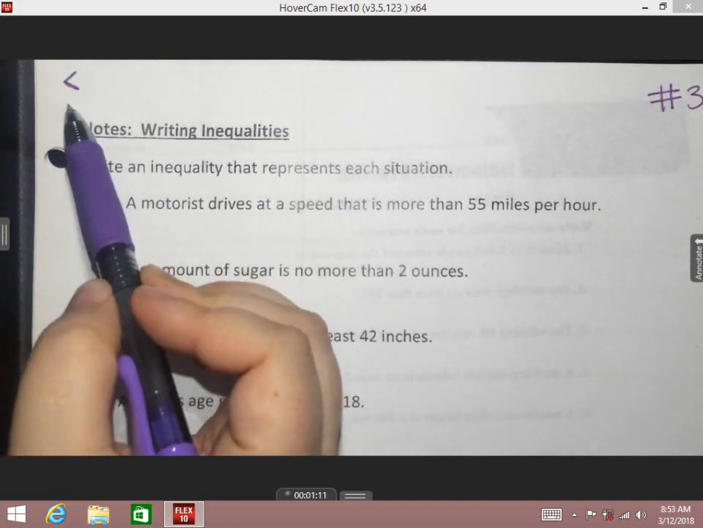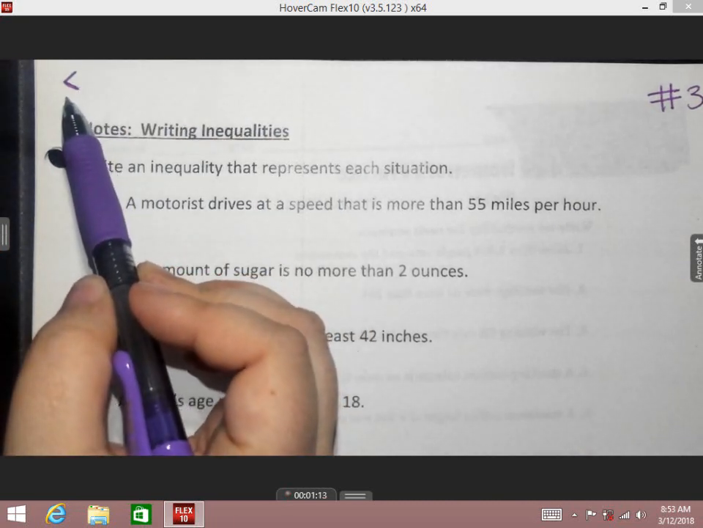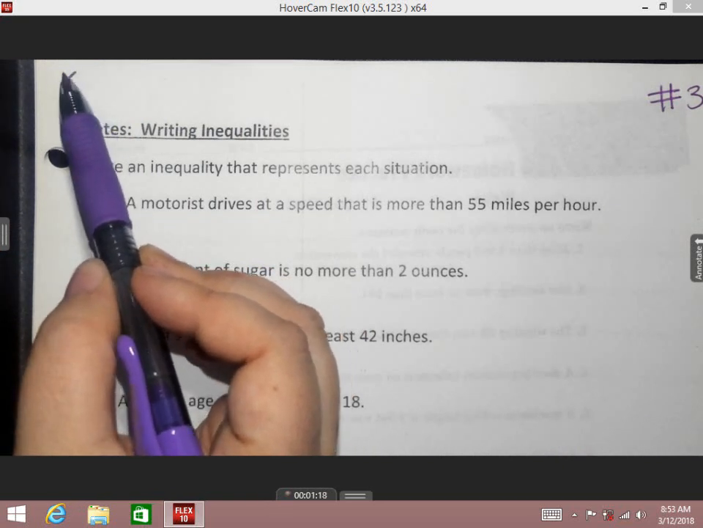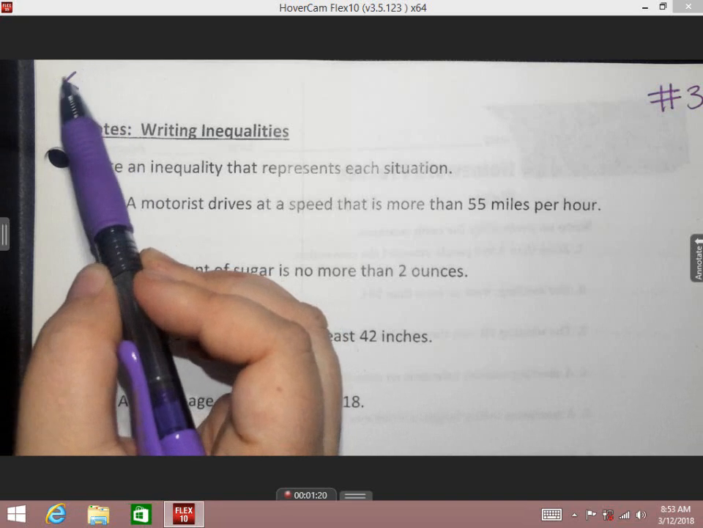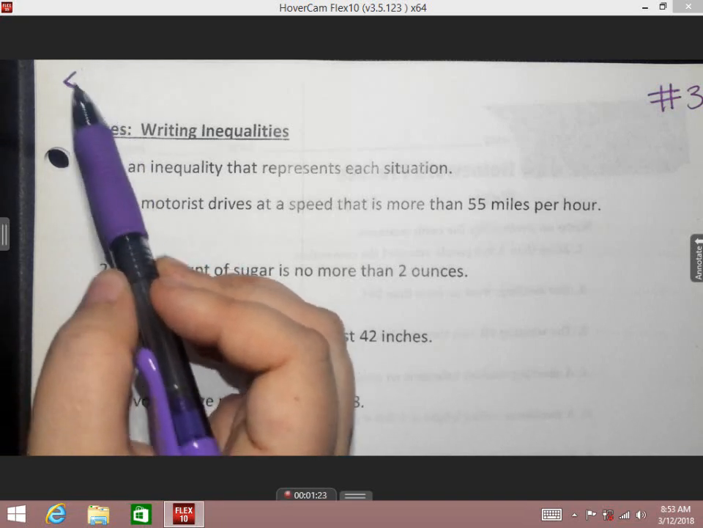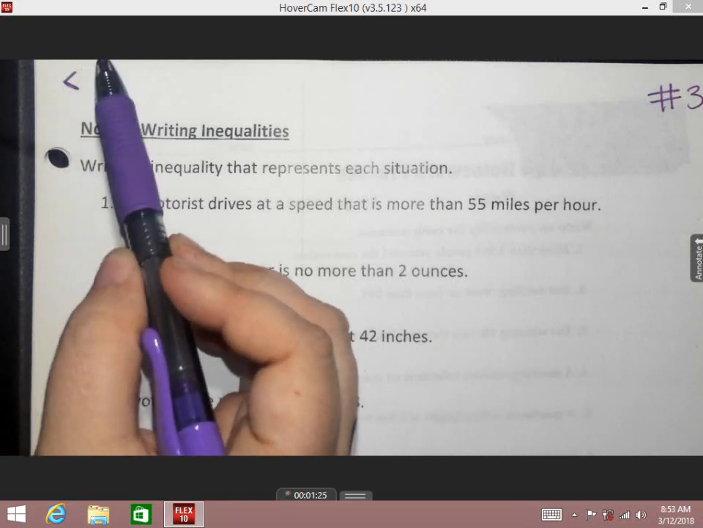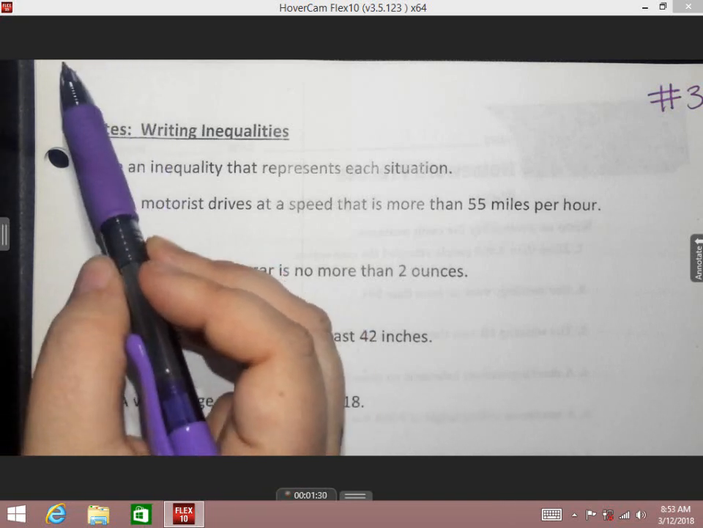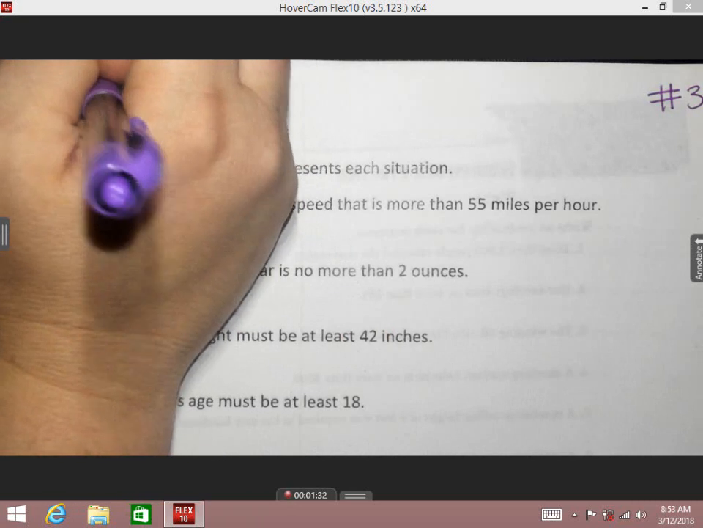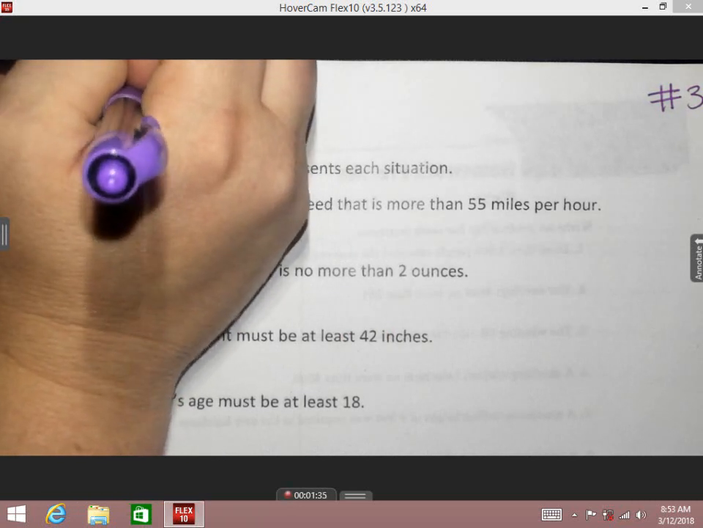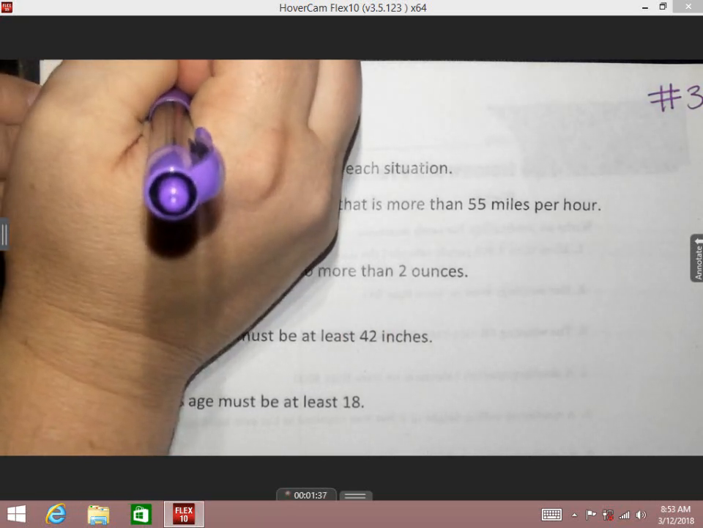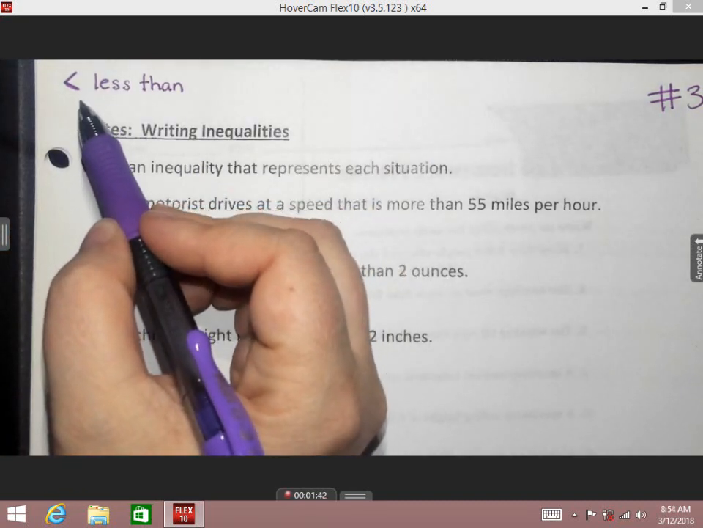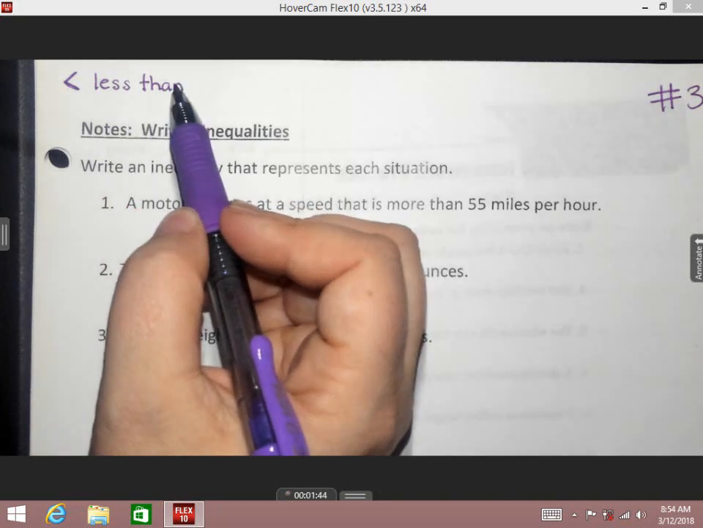Does anyone remember what that symbol is called? Close. What direction is that arrow pointing right now? Which direction is that arrow pointing? Cameron? Less than. My arrow is pointing to the left, which means this is less. So this symbol is less than. So this is pointing to the left, which means the symbol is less than.